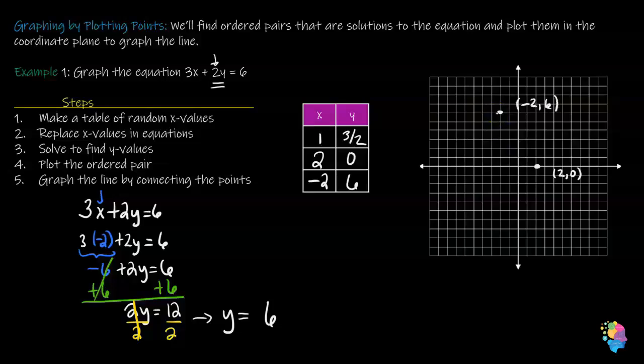All we have left to graph the equation is to connect the points. And we have graphed the equation 3x plus 2y equals 6 by plotting points.